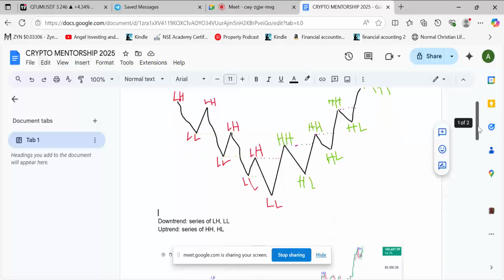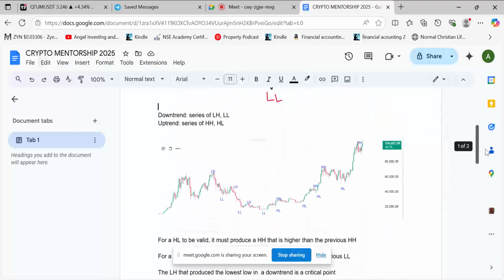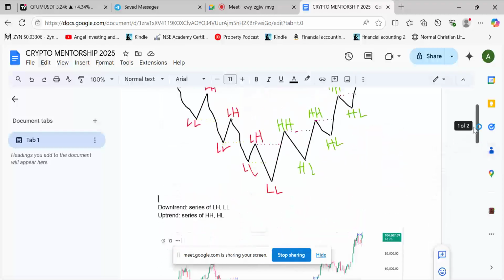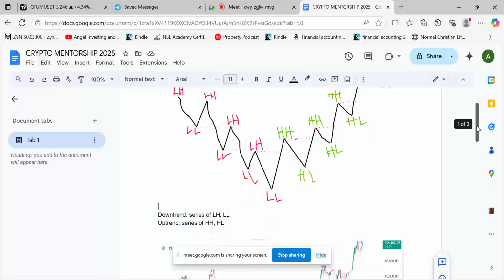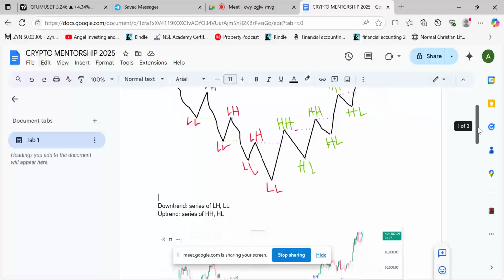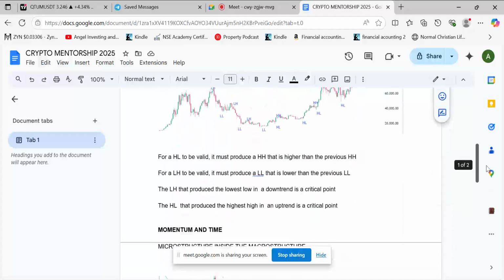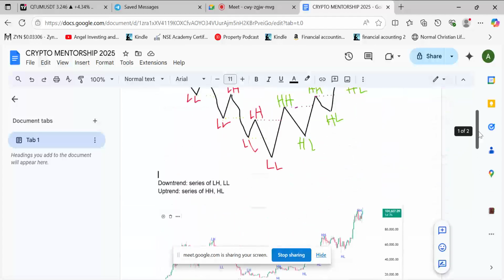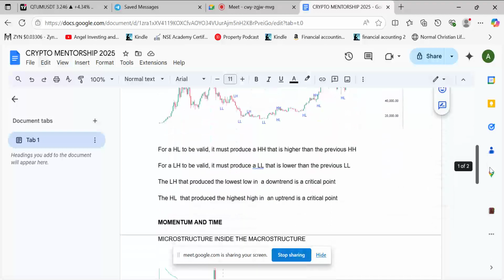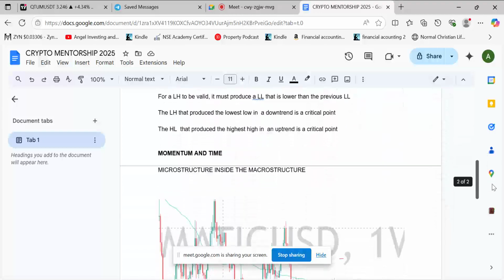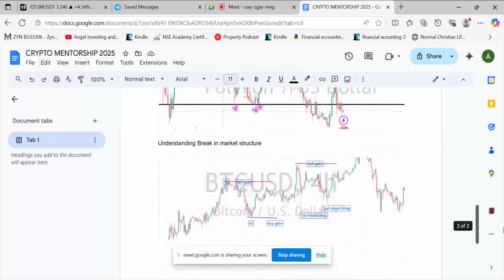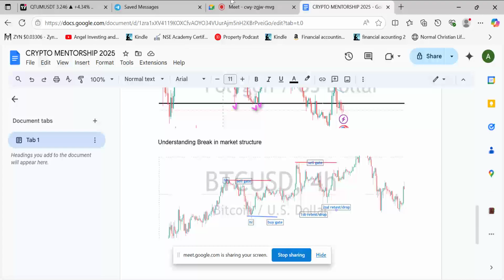Okay. So now the secret with this thing is you being able to identify when there is a break in market structure. By that I mean you need to identify when the market is changing from the bearish mode to the bullish mode.